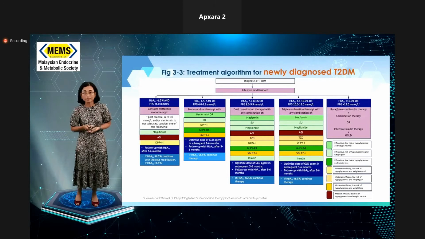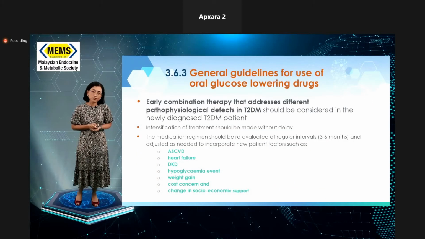The general guidelines for use of oral glucose lowering drugs, very important to emphasize as I end this talk, is that early combination therapy that addresses different pathophysiological defects in type 2 diabetes should be considered in the newly diagnosed type 2 diabetes patients.